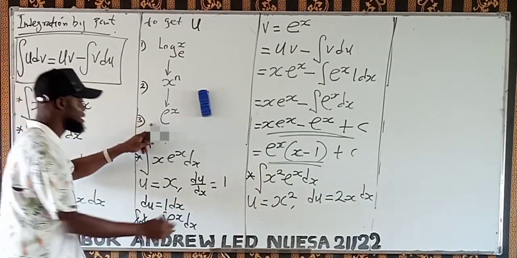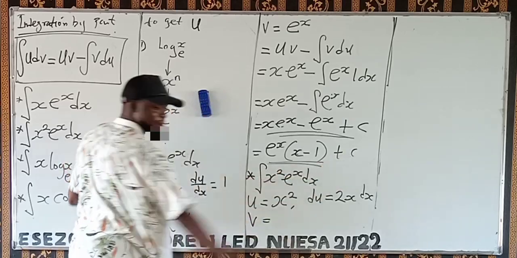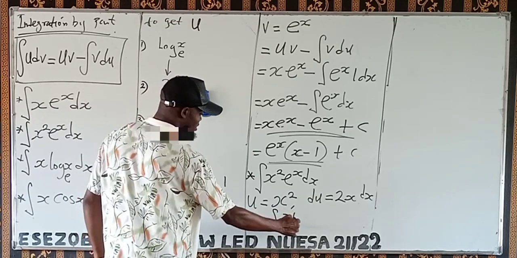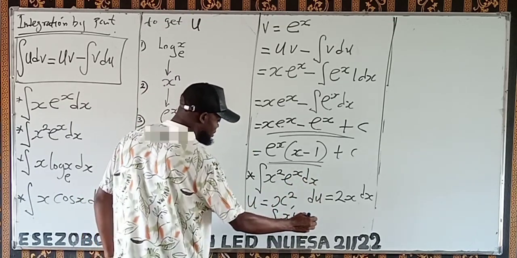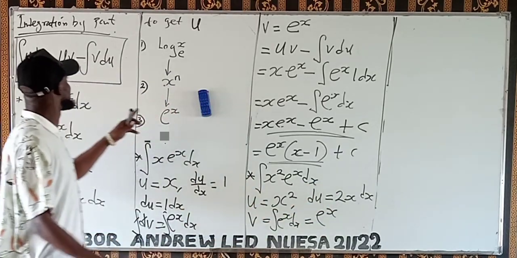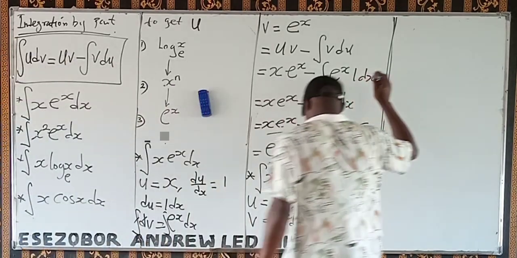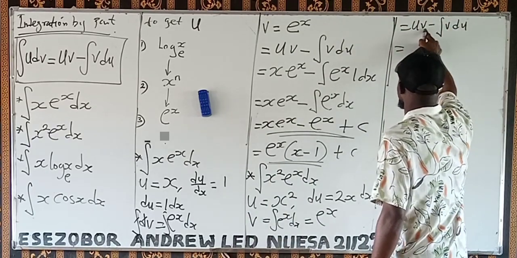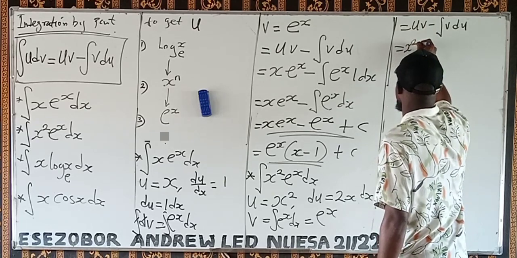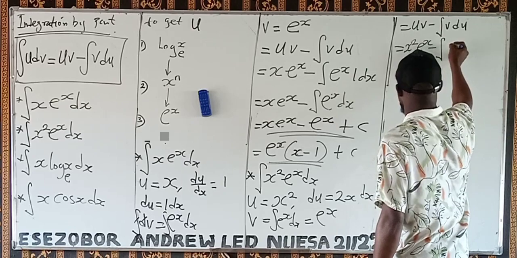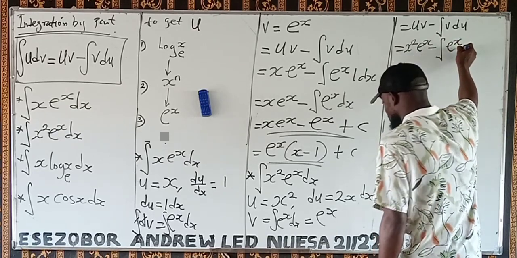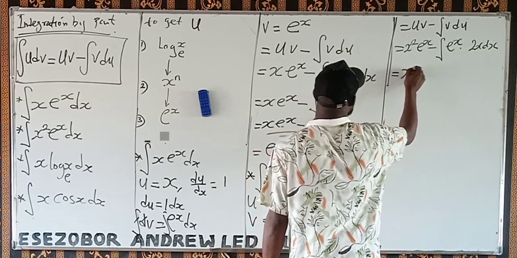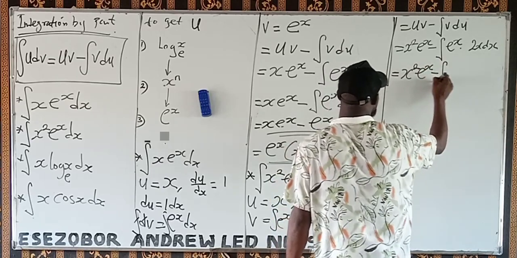The next, to get v now, we will integrate the remaining one. That's how to get v. You integrate the one left. So if you integrate exponential x dx, that will be exponential x as well. So you go back to this place, you put the values there. So we will have uv minus integral v du. So that will be uv, which is u is x squared, v is exponential x, minus integral v is exponential x times du is 2x dx. So this will give us x squared exponential x minus integral.